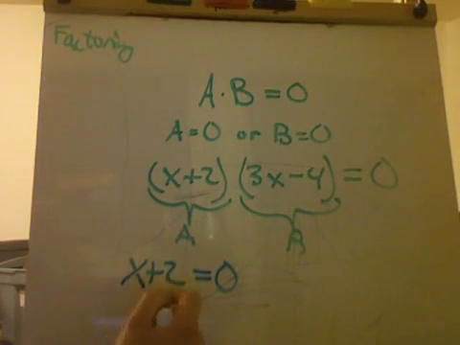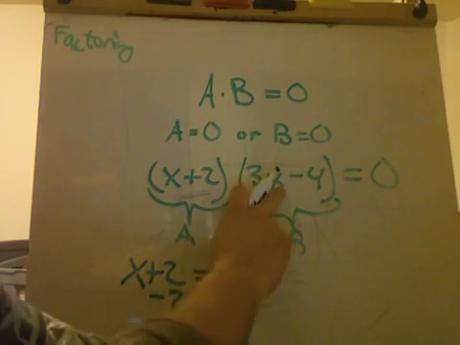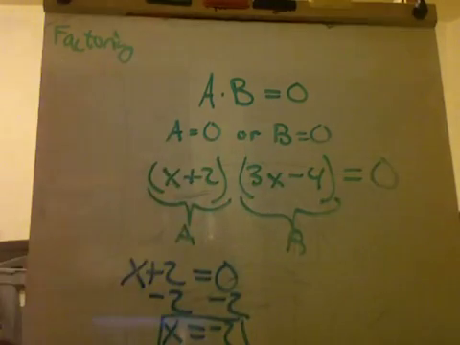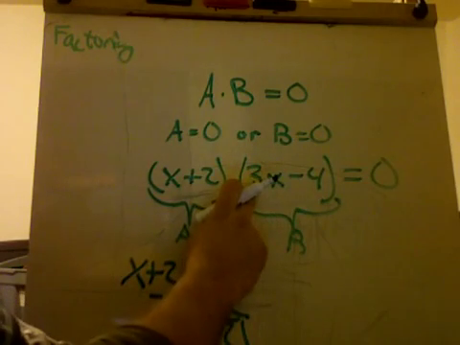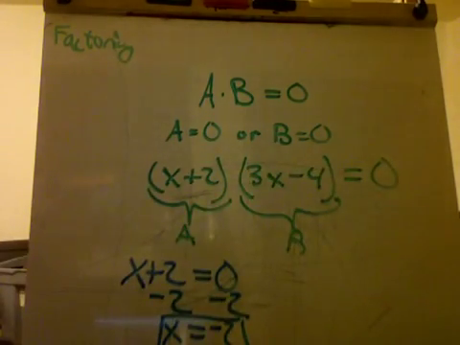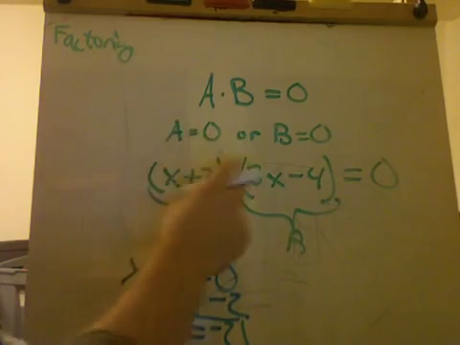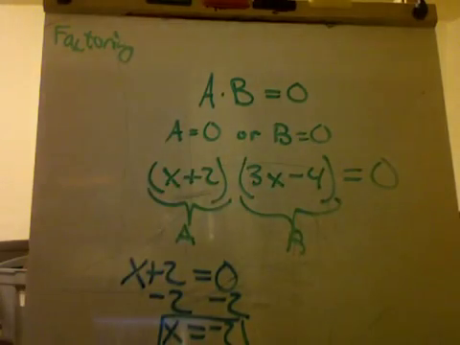So let's solve for x. Subtract 2, subtract 2. x equals negative 2. Okay? So if x equals negative 2, this whole thing is 0. Now we can check that answer. Put a negative 2 in for x here, and a negative 2 in for x here. So negative 2 times 3 is going to be negative 6, minus 4 is negative 10. Negative 2 plus 2 is 0. 0 times negative 10, 0.